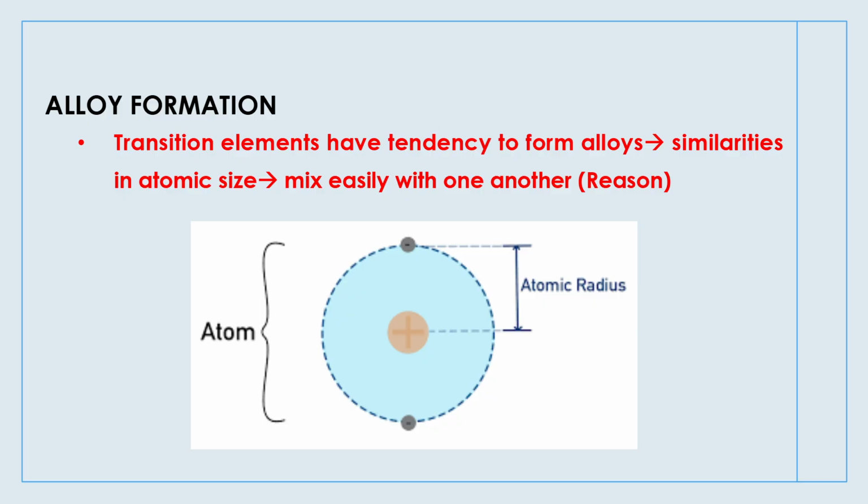You get this question in your board examinations that transition elements have tendency to form alloys, and what is the reason? The answer to this question is that because of the similarities in the atomic sizes. Since the atomic sizes are similar, they can easily mix with one another and form the alloy.